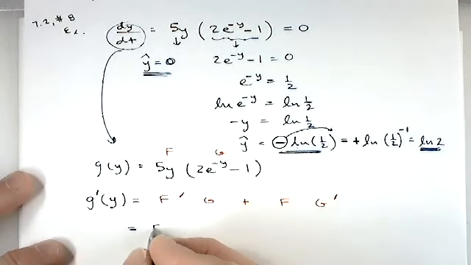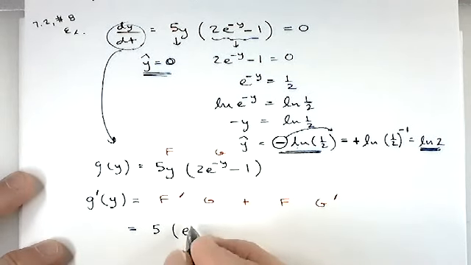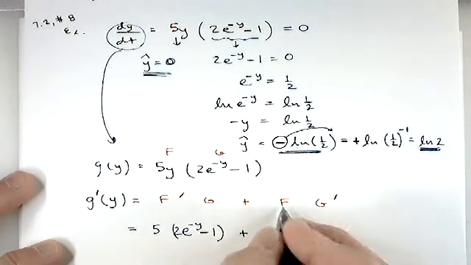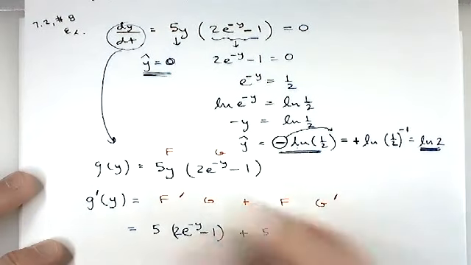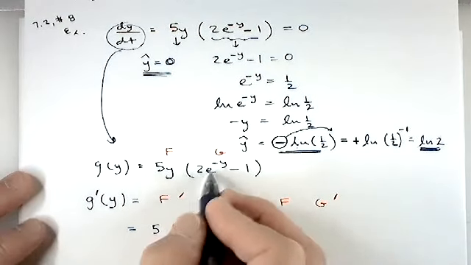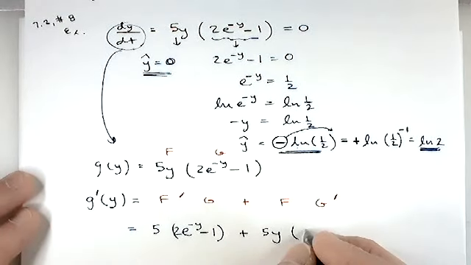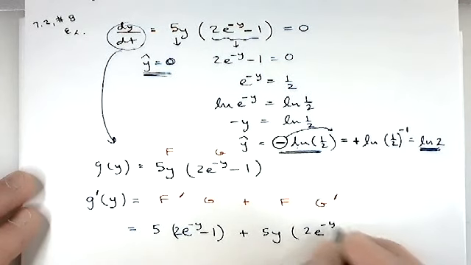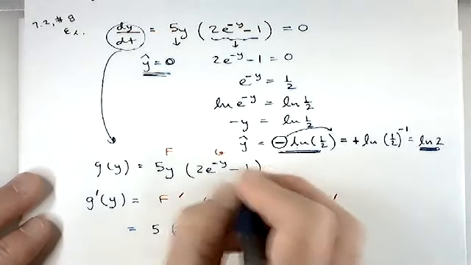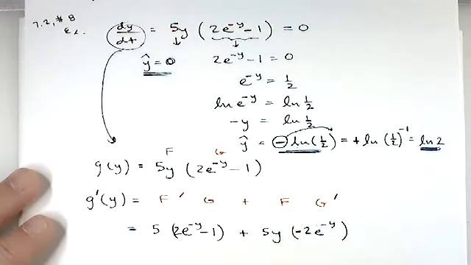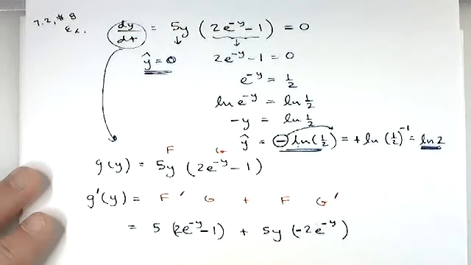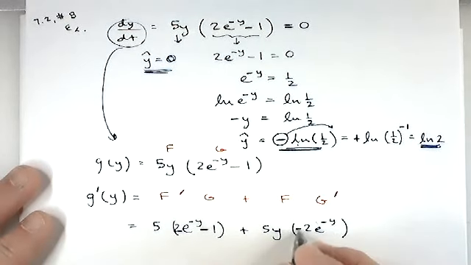The derivative of 5y is 5 times g, which is 2e^(-y) minus 1, plus f, which is 5y, times the derivative of 2e^(-y), which is 2e^(-y) times the derivative of negative y, which is negative 1. If it's okay, I'm going to put that in front. And of course, the derivative of negative 1 is 0. Rather than putting the negative 1 here, I'll just put it at the front.